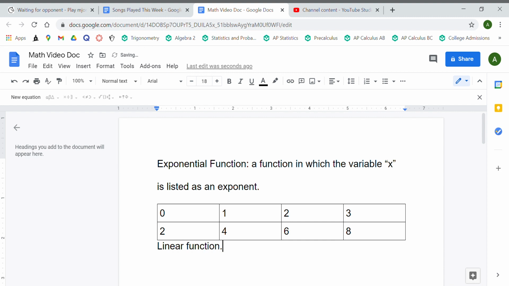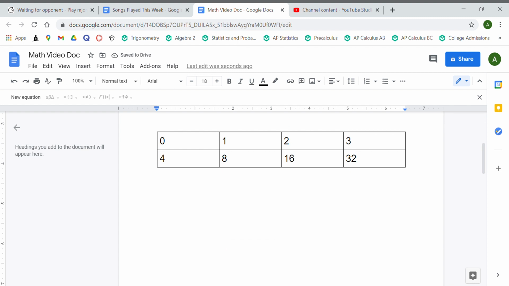Okay? Now take a look at this table here. There's a little bit of a different pattern. We have the same x values, 0, 1, 2, and 3. But now look at the y values. They seem to be increasing a lot more. This is an increase by 4. This is an increase by 8. This is an increase by 16. This is not a concrete pattern with addition. So this is not a linear function.